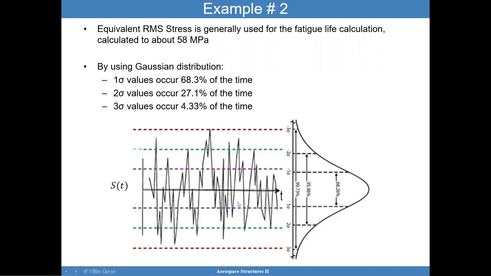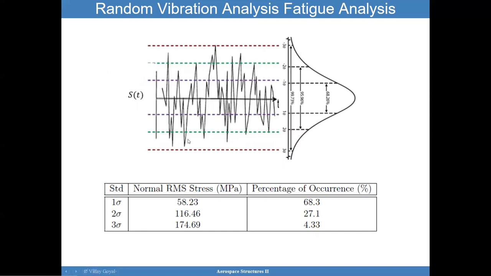So this is basically using statistical theory. And the idea here is that if I know that 58 megapascals at one sigma occurs 68% of the time, I can then determine how many peaks at this amplitude I am getting and count them. But since I know that this is a random output, I should be able to use statistics to figure that out. So in this case, we know that we have an RMS value of 58 at one sigma, and it occurs about 68% of the time. We have two sigma, which is twice this stress, at 27% of the time, and then three sigma, which is 174 megapascals, at 4% of the time. And you can even go higher if you wanted to, but then the occurrence is so low it may not even play a role.